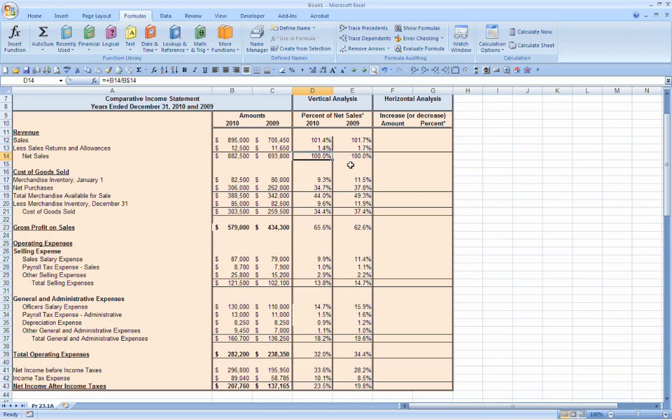Net sales is 100%. My bottom line profit, net income after taxes, I made 23.5% net profit in 2010, and I only made 19.8 in 2009. So the implication there is that yes, the company is indeed doing better. Let's see if we can go figure out why.